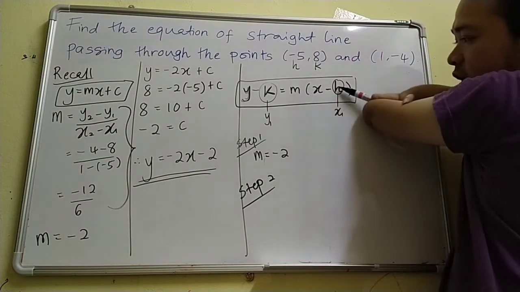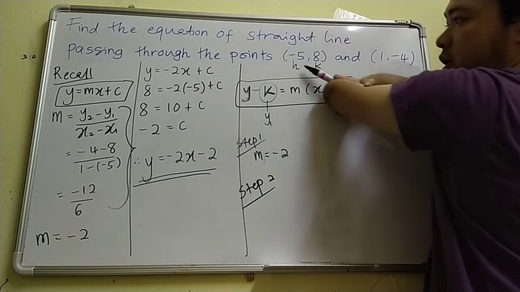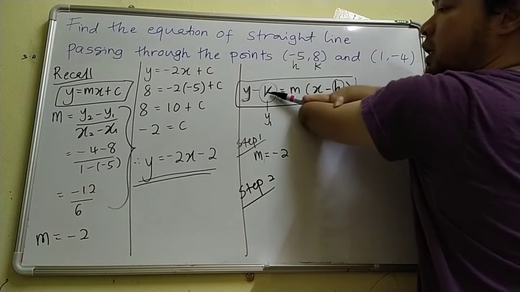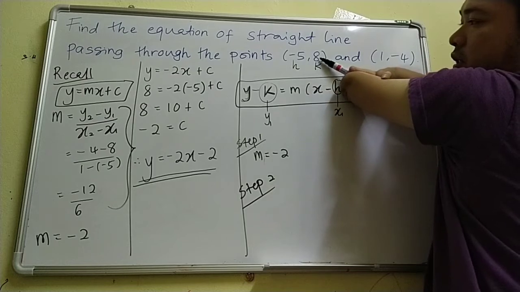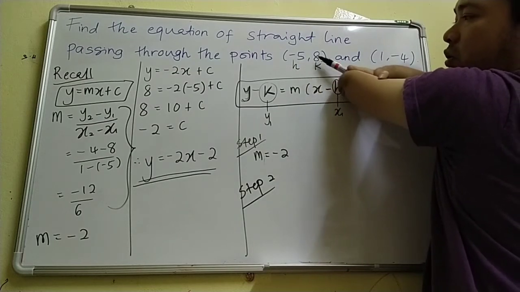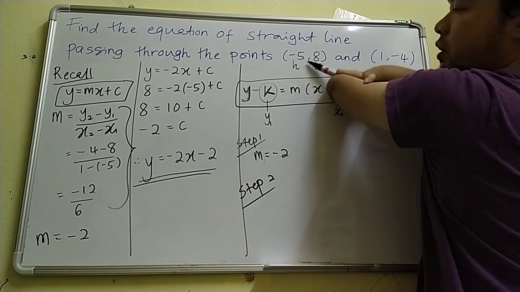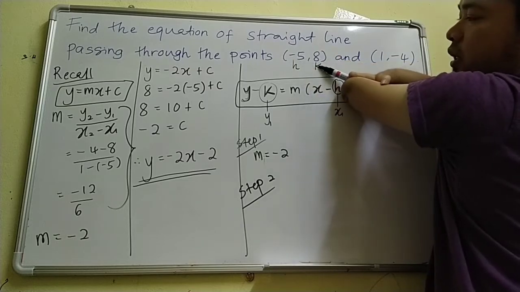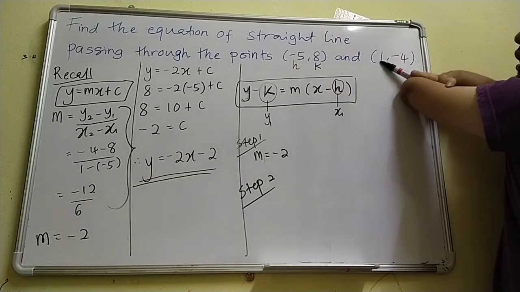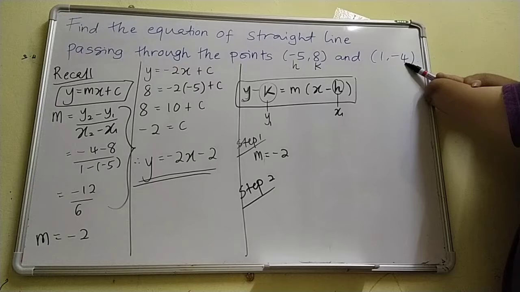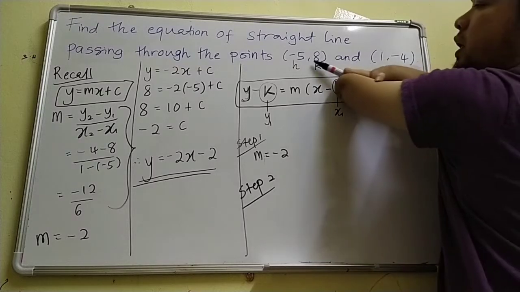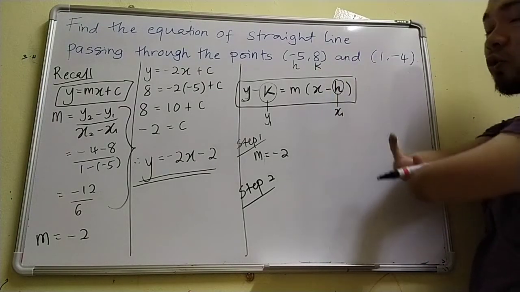If you look over here, H is actually X1, and K is actually Y1. H and K. Don't get confused: H, K. So remember H comes first, followed by K. Same goes for this: 1 is H, negative 4 is K. So you can choose any of them.